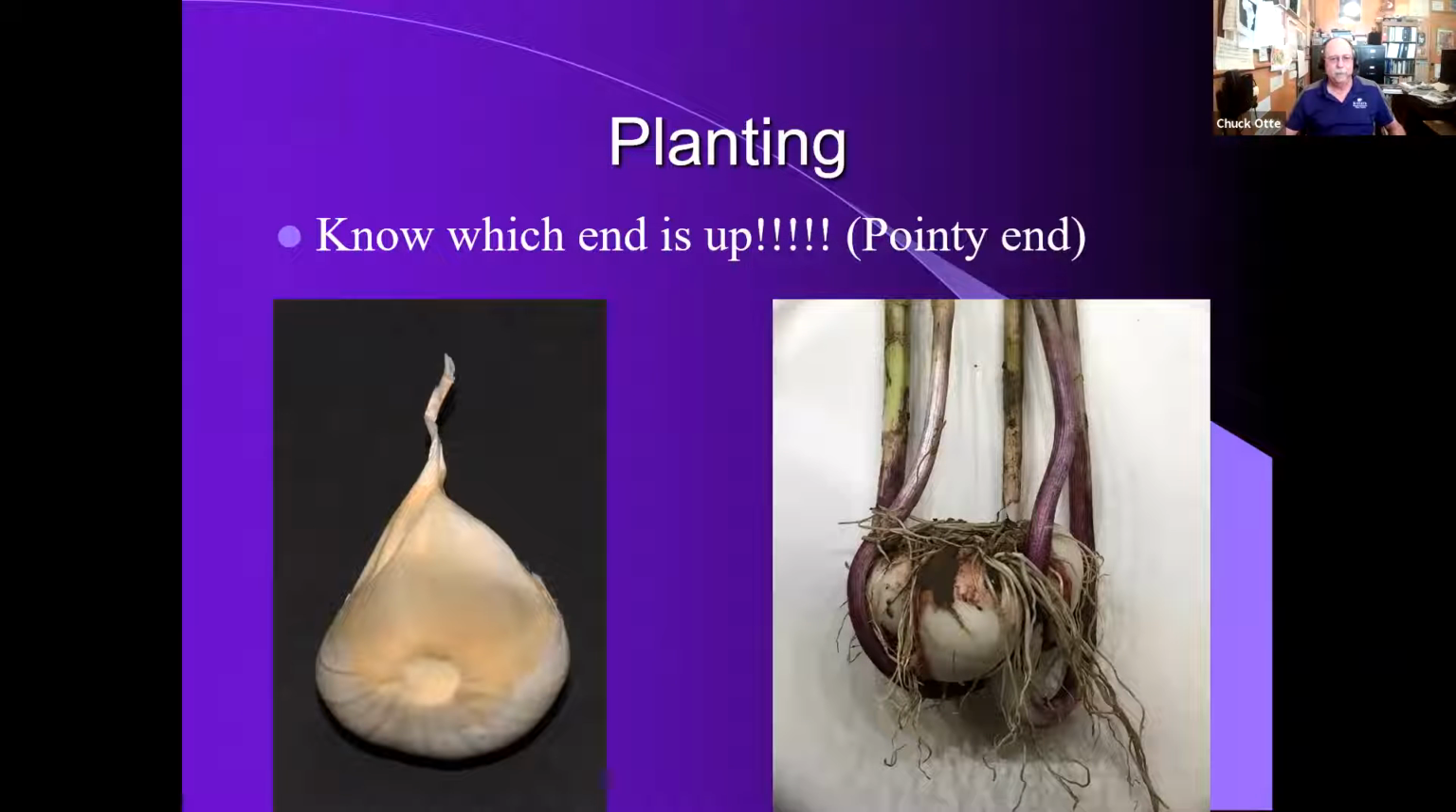Okay, planting. Pointy end up. You can also look at the bottom of it and you can see where it was attached to the mother plant. You know, that goes down. What happens if you don't get pointy end up? You get something that looks like this.